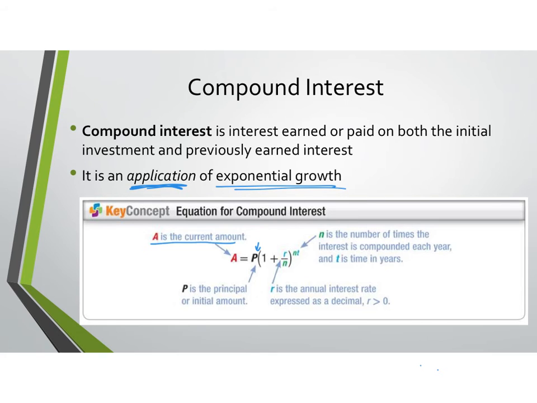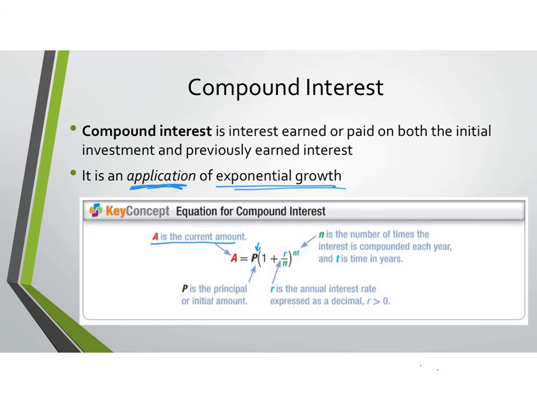We're adding because we're increasing. This is growth. And next we have this weird little fraction. So instead of just rate, we have rate, so R, and N. N is the number of times interest compounds each year. So the number of times you add on.